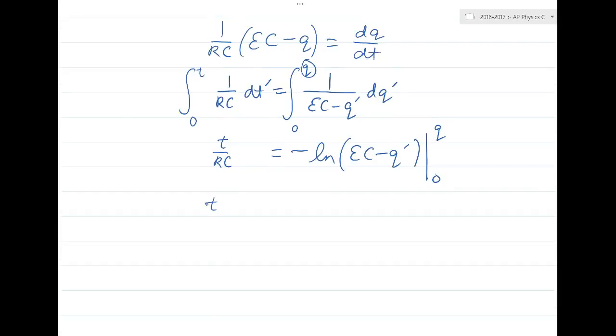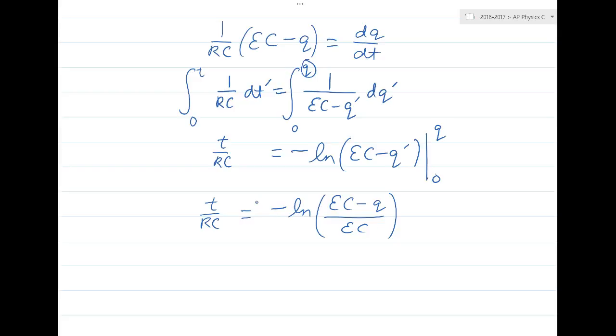So again, the left side is very basic. T over RC is equal to negative natural log, and now I can substitute. I'll get EC minus Q over just EC. Now some people will write that as CE, and maybe that's a better way to do it, so I'll do that in the next step.